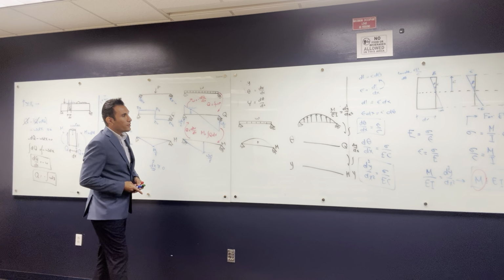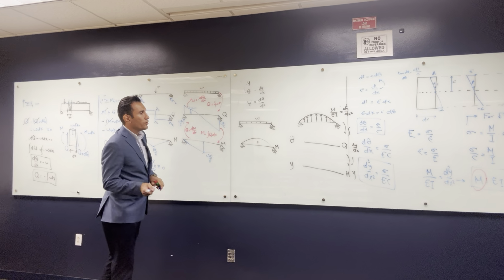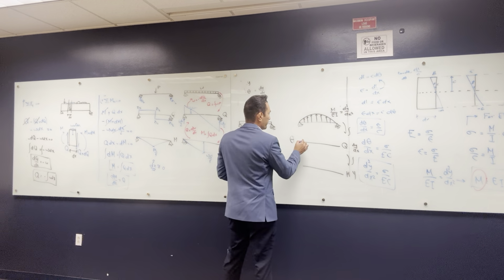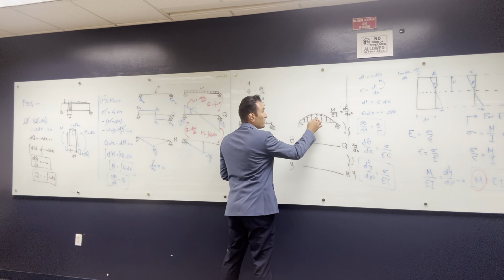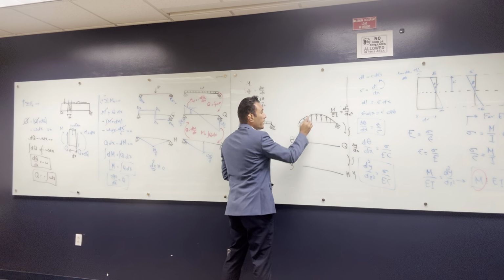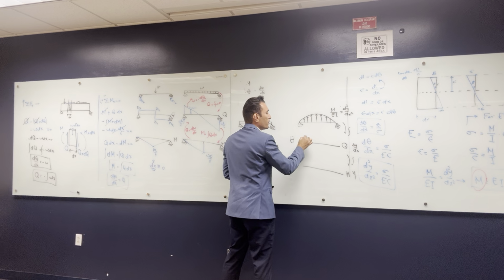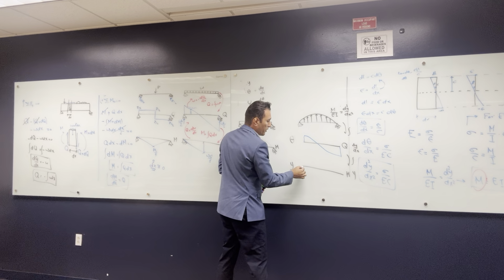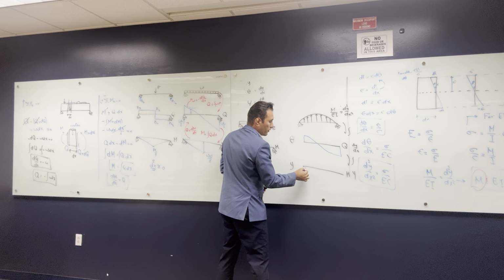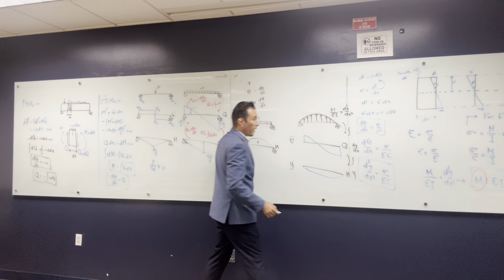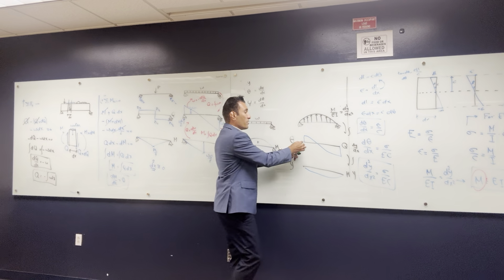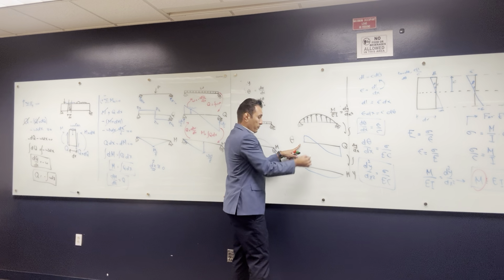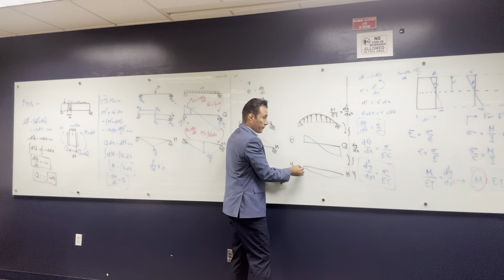All right, so once you do this, you will find that the shear is gonna be something like this. Since this is second degree, the shear is gonna be third degree, something like this. And the moment is gonna be fourth degree, something like this. And that makes sense because the slope here is not zero. There's a value of the slope, but the deflection here is zero.